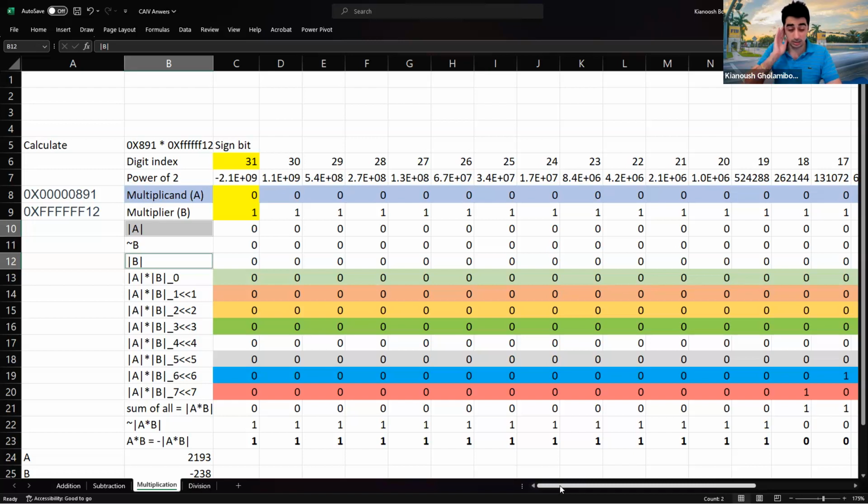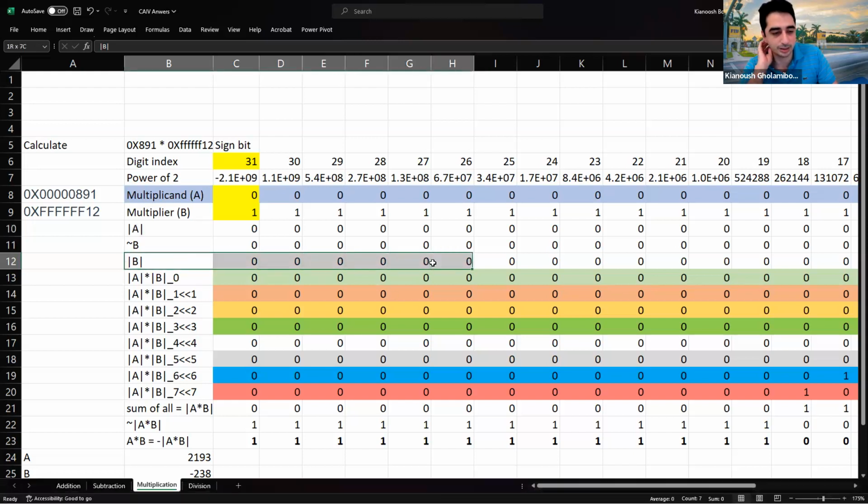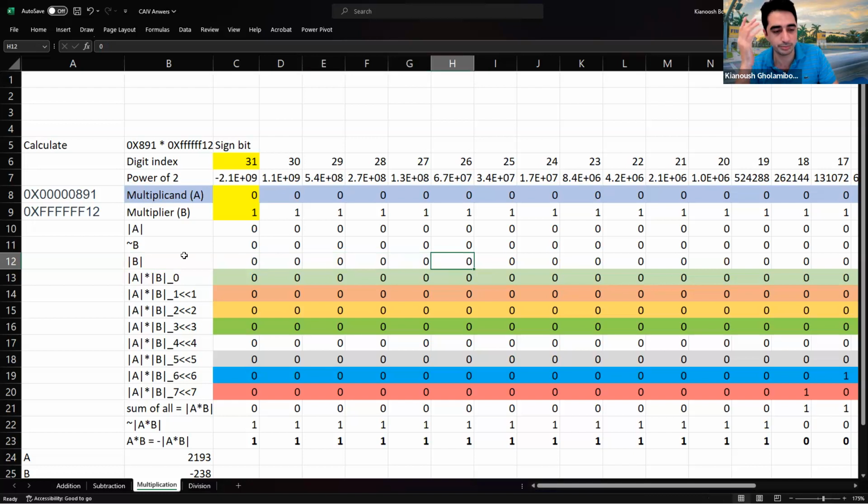All right. So what I'm going to do is apply the same algorithm that I just mentioned. Imagine you just have two decimal numbers and you want to multiply them by hand. How do you do this? B is the multiplier, or the absolute value of B. B was negative, so we have to negate it first. And A is the multiplicand.